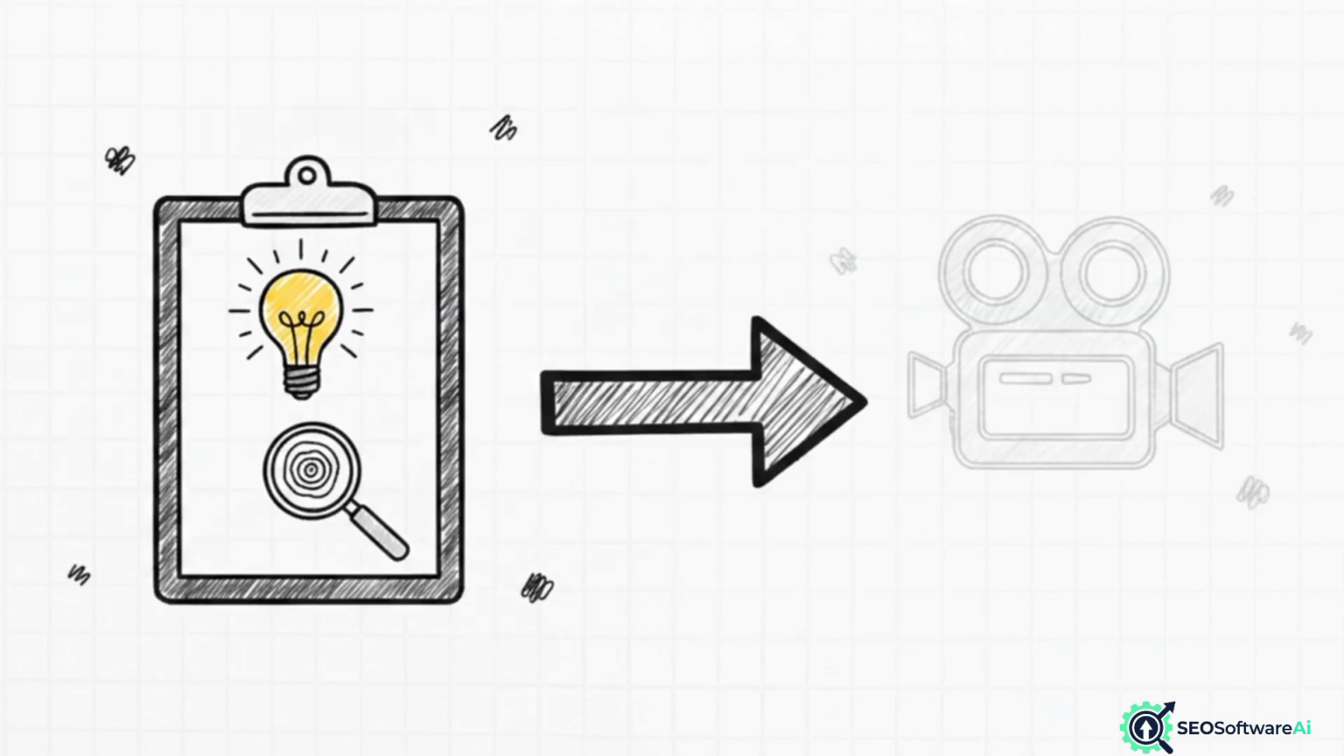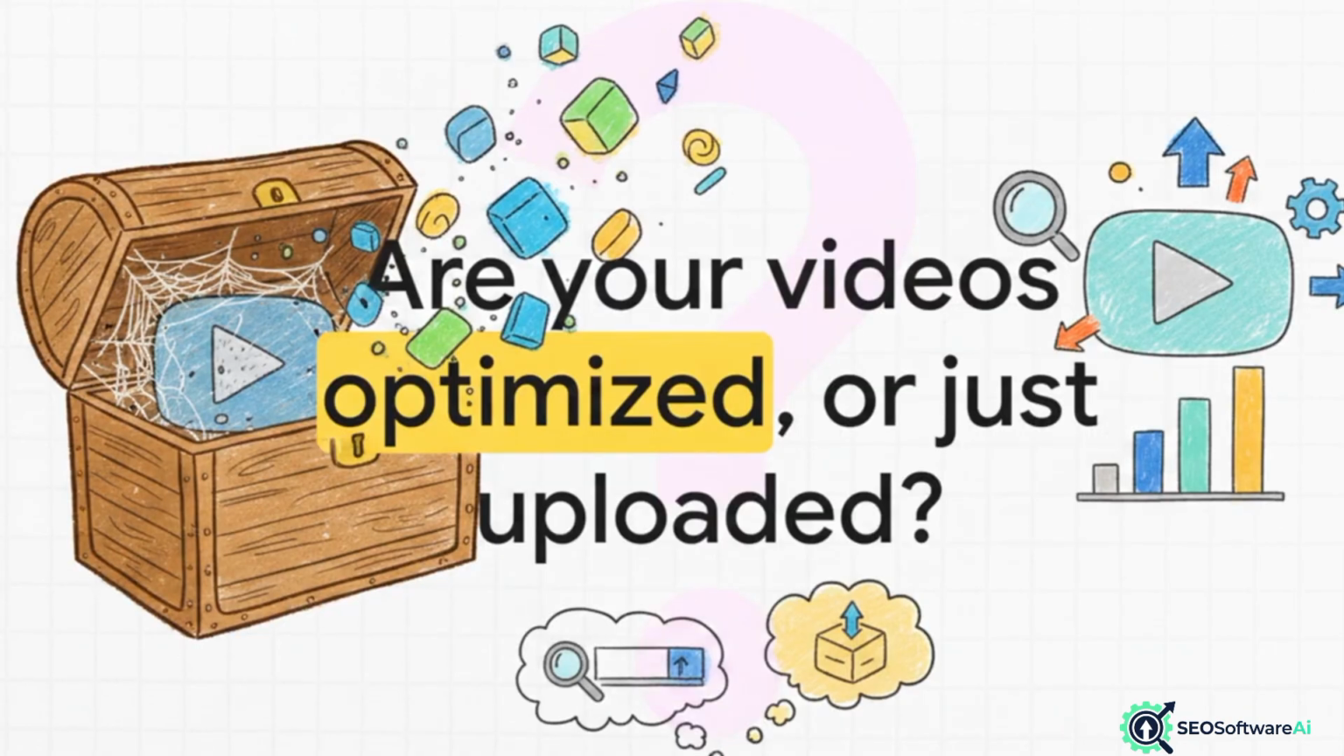You know, you can generate this metadata before you even film and just script right around top-performing keywords. Stop letting your amazing content hide in the shadows. Ask yourself, are your videos truly optimized or just uploaded? Unlock the YouTube SEO Generator now.